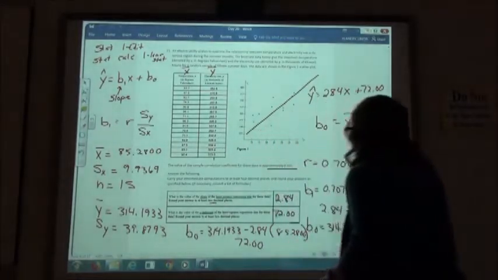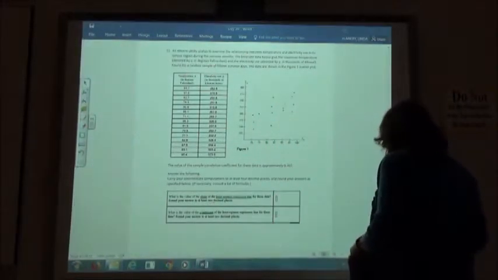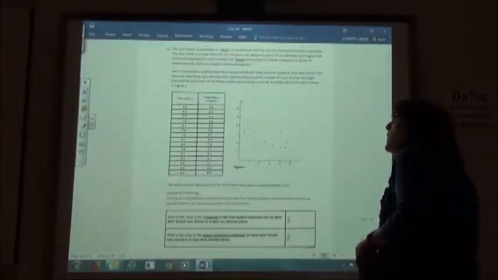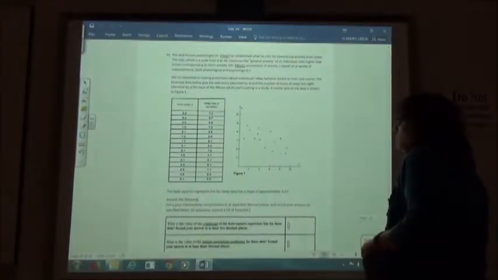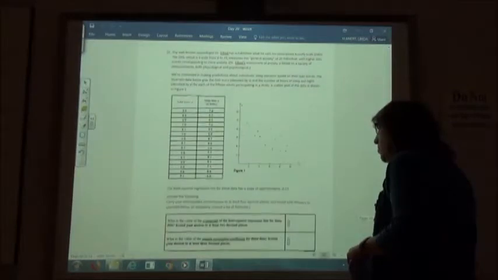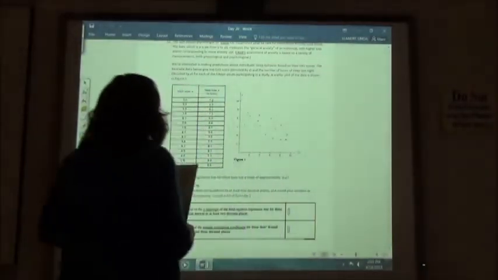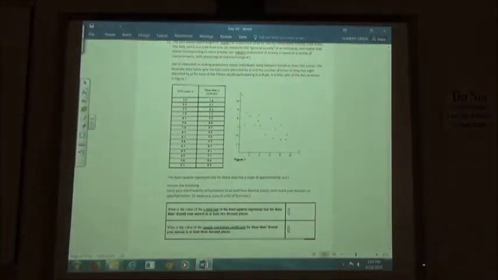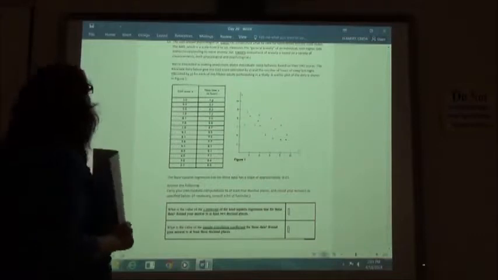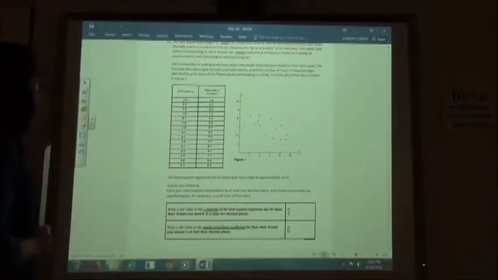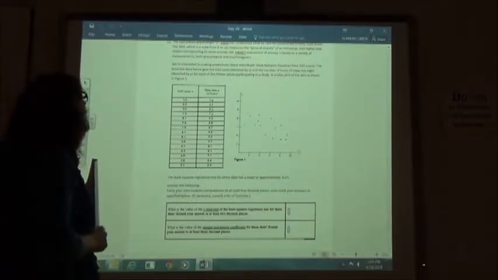And last one on this page. Let's see if I can get the whole question there. It says, the well-known psychologist Dr. Elbot has established what he calls his General Anxiety Scale, GAS. The GAS, which is a scale from 0 to 10, measures the general anxiety of an individual, with higher GAS scores corresponding to more anxiety.